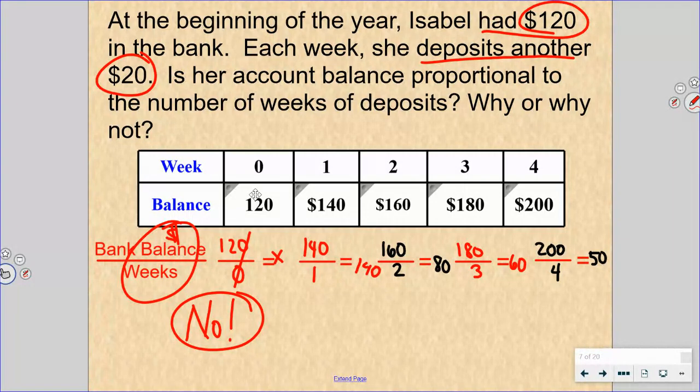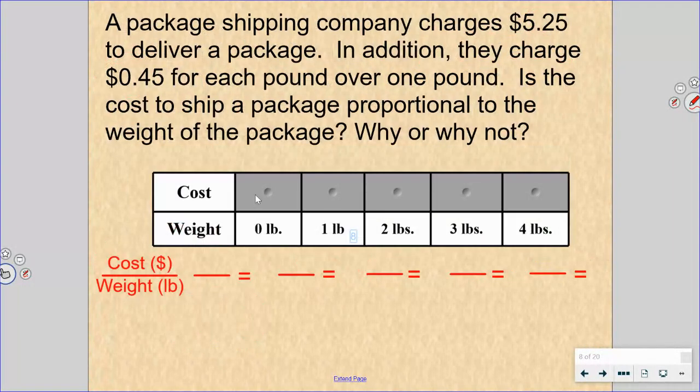And I wonder if you could notice the big difference in the tables from this relationship to the previous relationship. Go back and look at the cost of pizzas versus balance per week. See if you see the big difference why one is proportional, one is not. I'm just going to plant that seed, keep it in your head, and let's carry on.